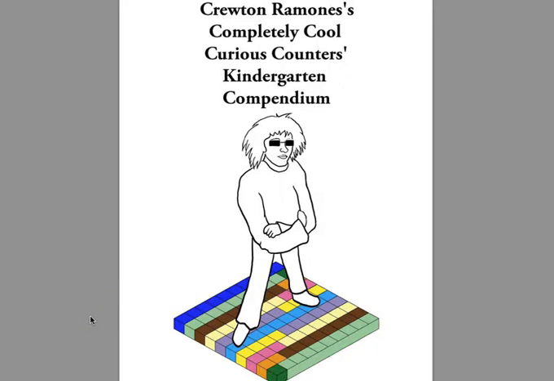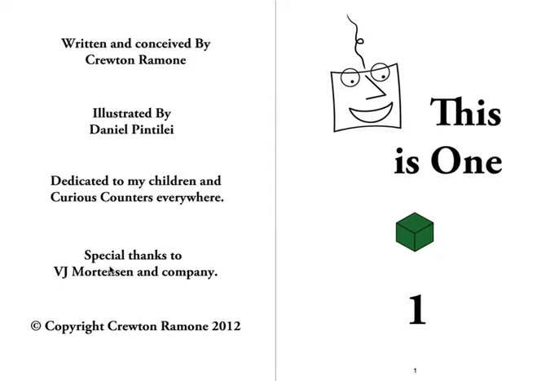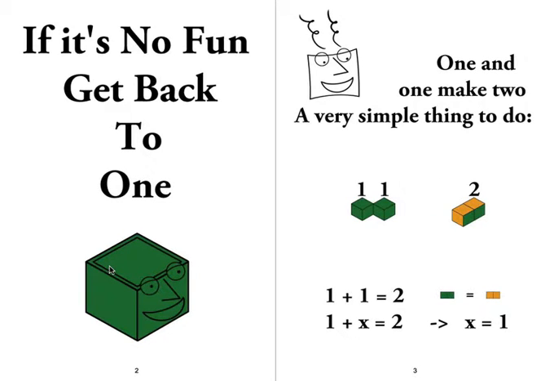So let's get started and go through this page by page. Basically, we start off with this is 1. If it's no fun, get back to 1. 1 and 1 make 2. A very simple thing to do.